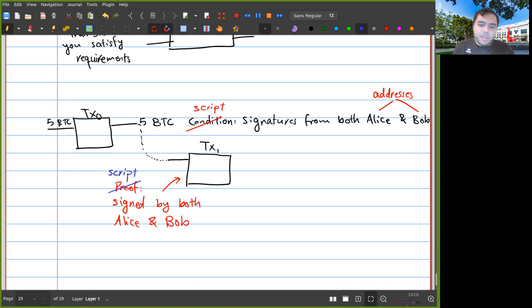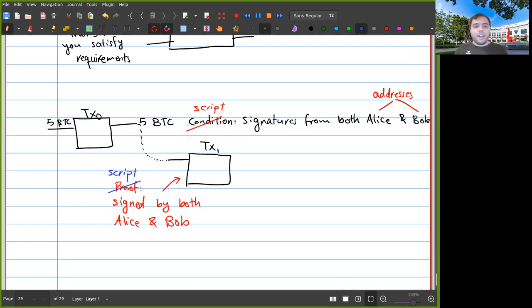It's a very limited language. It can do only a few different things. So it can do very limited operations. For example, it can check signatures. This is the most common operation. The most common condition is that I need a signature from a particular person, a particular public key. And the most common proof is to give that signature.